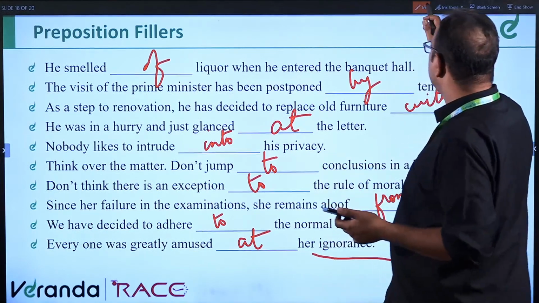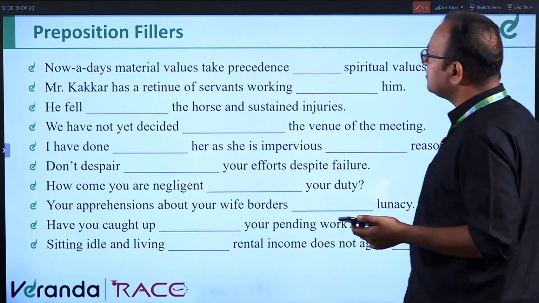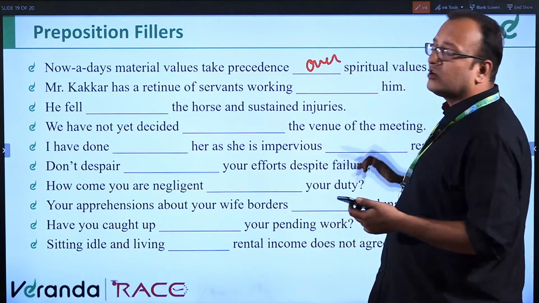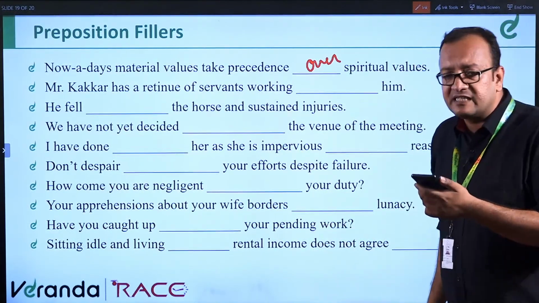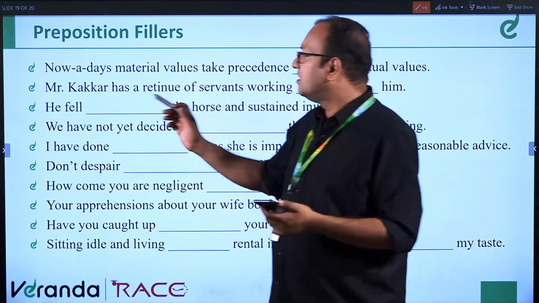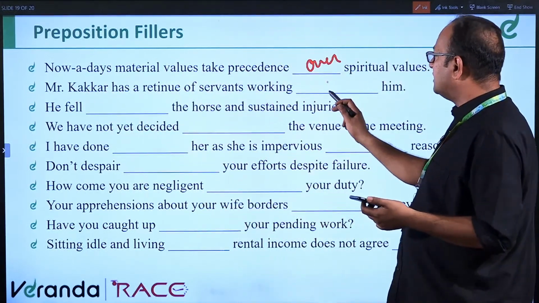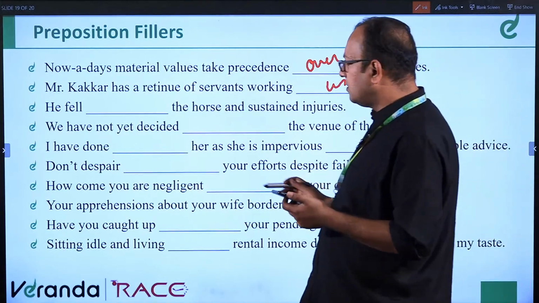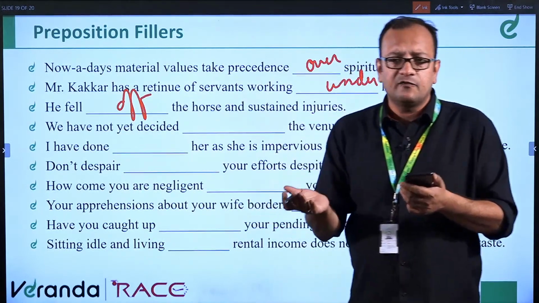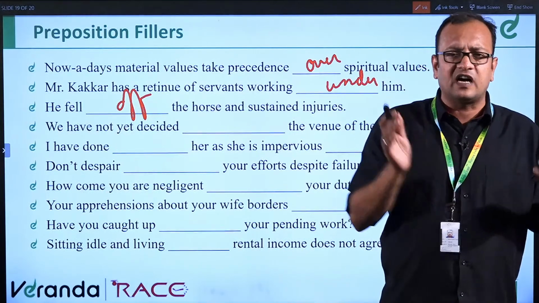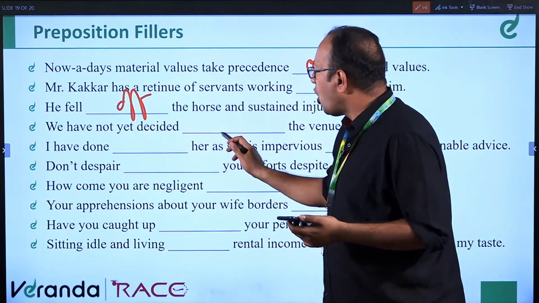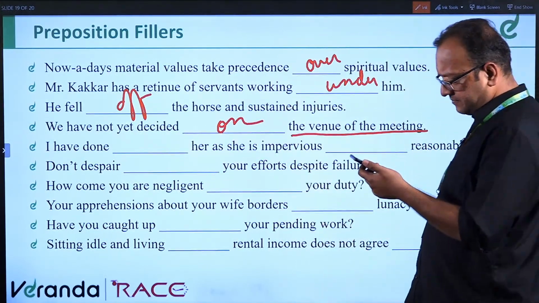Fine. Moving ahead to the next set of questions. Nowadays, material values take precedence over spiritual values. Precedence means more preference. Understand this, okay? Mr. Kakkar has a retinue of servants working under him. He fell off the horse. Falling off something means falling from that particular thing in a jerk or in a fast movement. We have not yet decided on the venue of the meeting.